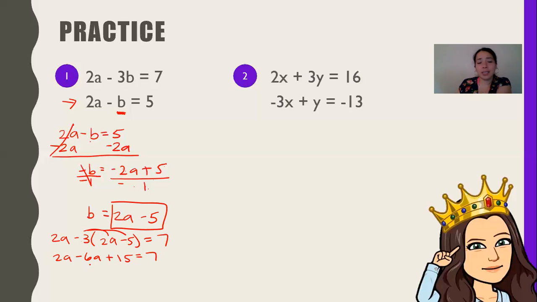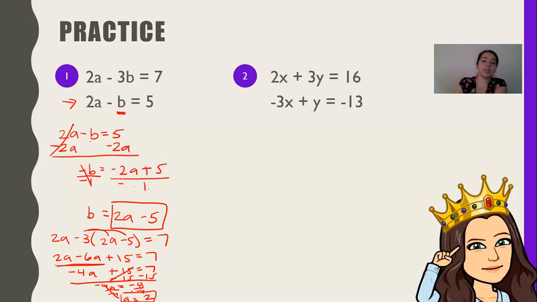Now we have 2a minus 6a plus 15 equals 7. Remember, these are like terms. We can put those together. 2a minus 6a is negative 4a. Everything else stays the same. Then I subtract 15 from each side. That leaves me with negative 4a is equal to, and then if I do that, that gives me negative 8. And notice that I just keep taking steps to get a by itself, okay? That's all I'm doing. And then it's equal to 2.